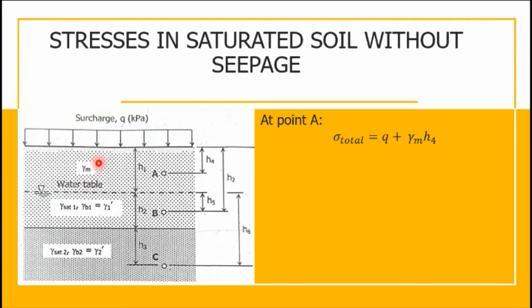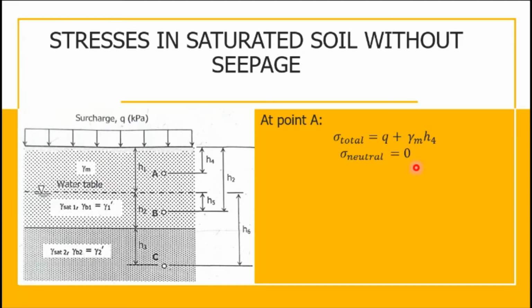If you get the neutral stress at point A, the neutral stress is equal to 0. There would be no neutral stress above the groundwater table. It will always be just below the water table. Even if it's saturated here and the groundwater table is located here, there will be no neutral stress. Take note that the neutral stress is due to the water table here. So if you're going to get the neutral stress above the water table, neutral stress is equal to 0.